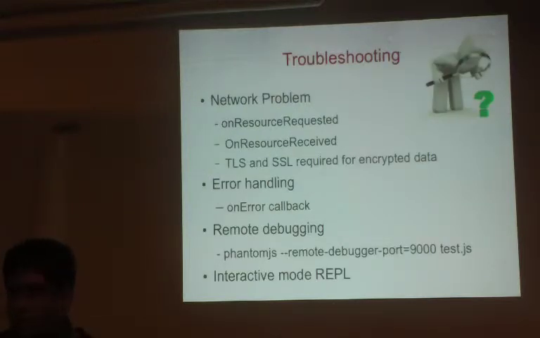Now the next is troubleshooting. What if something doesn't work when you use Phantomjs? So the first is to find out if it is a network problem. Phantomjs allows for network sniffing, and you can use callbacks like onResourceRequested and onResourceReceived to get information about what's passed on the network. And if some website is opening with HTTP, but it doesn't open with HTTPS, then it's a good idea to check TLS and SSL if you have it. And to handle errors, it's always okay to use the onError callback.